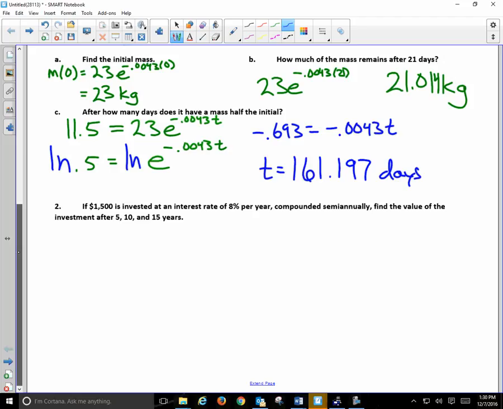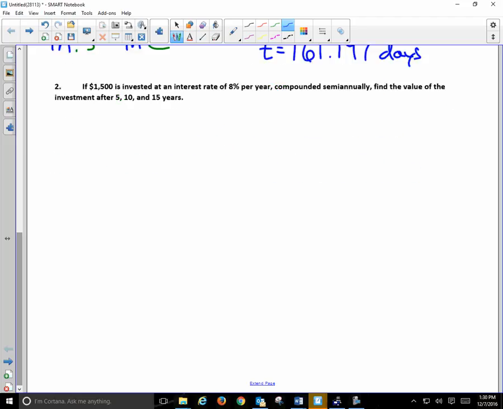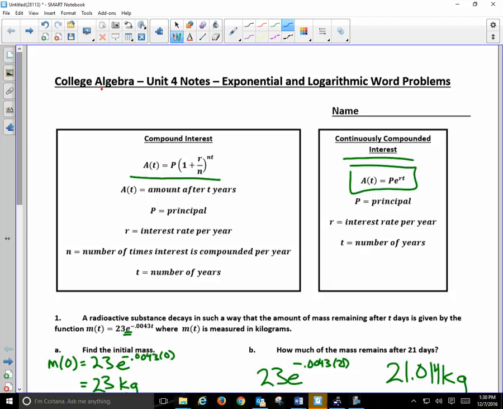Let's try the next one. If $1,500 is invested at 8% per year, compounded semi-annually, find the investment after 5, 10, and 15 years. That's a little more interesting problem because it involves money. Do you think in this situation I'll use the first type of equation or the second type? How will I tell the difference? It's compounded semi-annually, which means twice a year. The first is when it's compounded a certain number of times each year. The second is when it's compounded all the time, continuously.